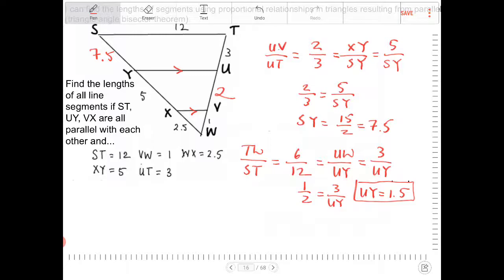Alternatively, I can also use the same approach to figure out what XV is. So again, I can say WV over XV, one more time, is equal to 1/2. How do I know it's 1/2? It's because of 6/12 here, right? So again, WV over XV is equal to 1/2. But I know what WV is. WV is 1, right? So if WV is 1, XV, therefore, must equal 2. And there you go.